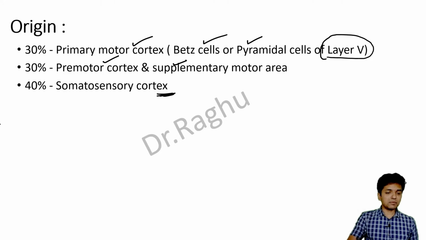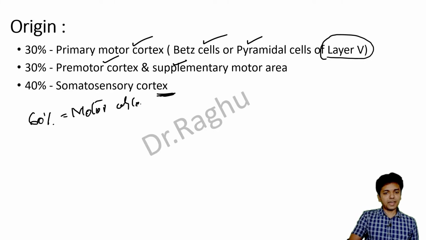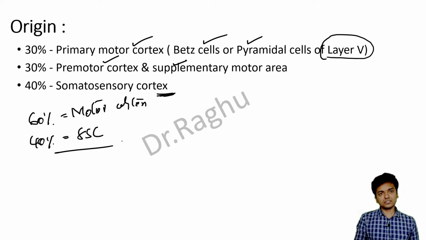So what does that mean? That means 60% of the fibers take origin from the motor cortex, and 40% of the fibers take origin from the somatosensory cortex. So this is crystal clear regarding the origin of the pyramidal tract.